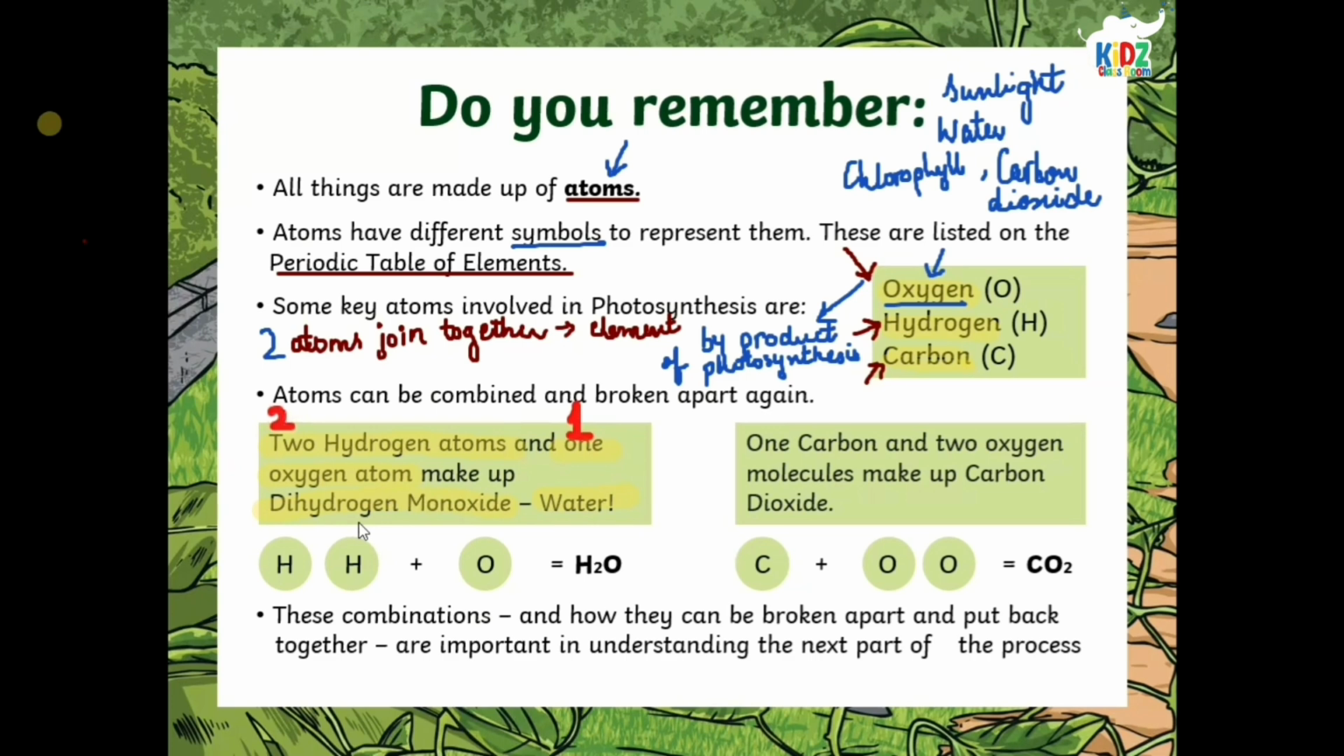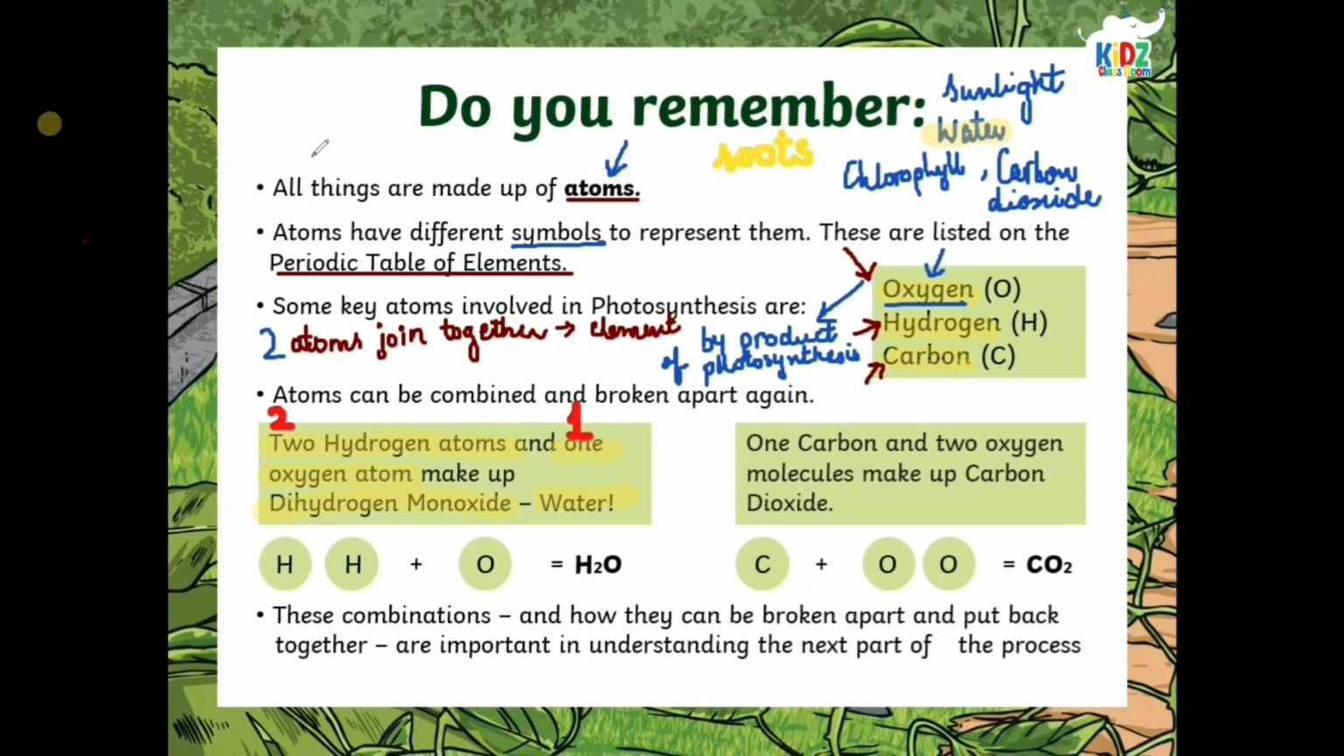And what is dihydrogen monoxide? It is water. Water is involved in the process of photosynthesis. Where do we get water from? We get water from roots. How many hydrogen atoms are present in water? Two. And what about oxygen? One. They make up dihydrogen monoxide, water.